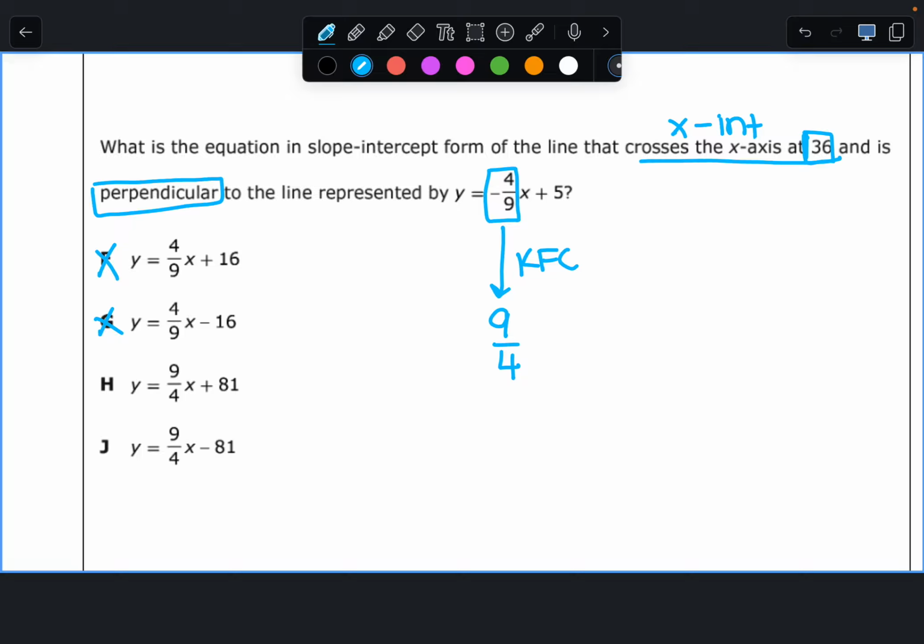Now, how would I write the x-intercept of 36? Would it be 0, 36 or 36, 0? 36, 0. So now I have a point, and my equations are already solved for y. I can type it into y equals and check to see which one is my answer.